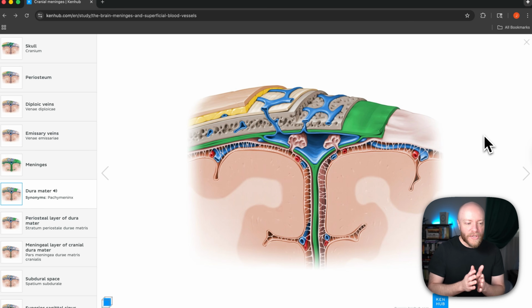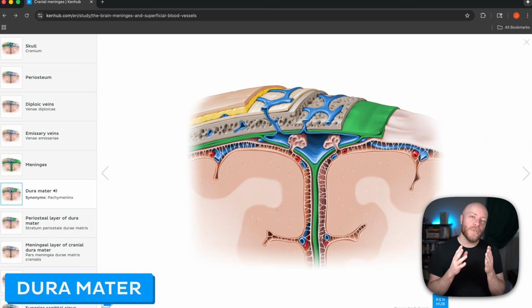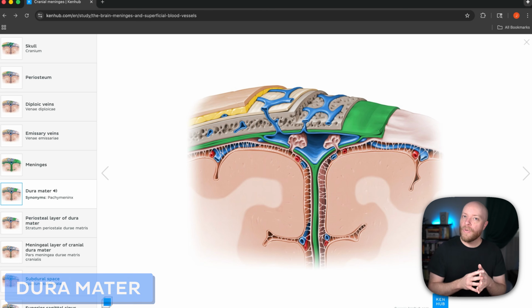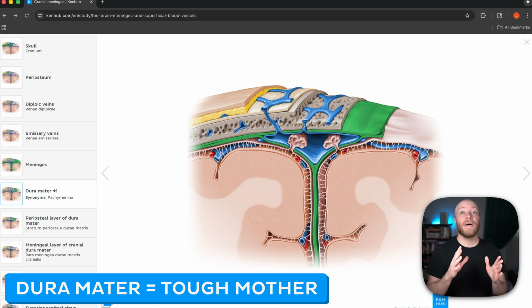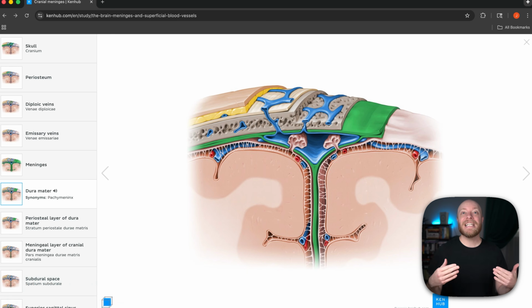So we're going to start with what is called the dura. Now its real name is the dura mater. So sometimes you'll hear people say mater or mater. But dura is the real important part. And that's how I typically call it. I just say the dura. Dura mater means tough mother. Mater means mother.